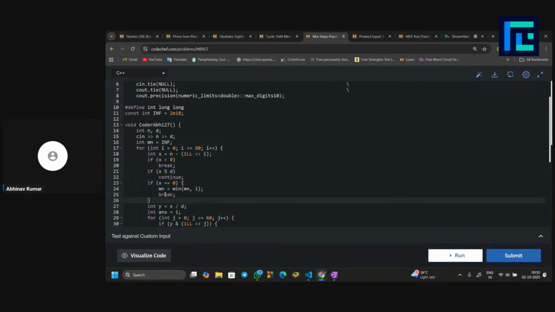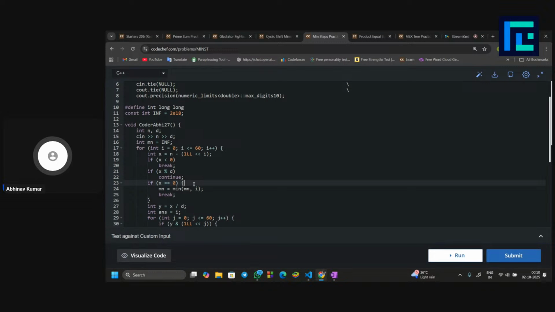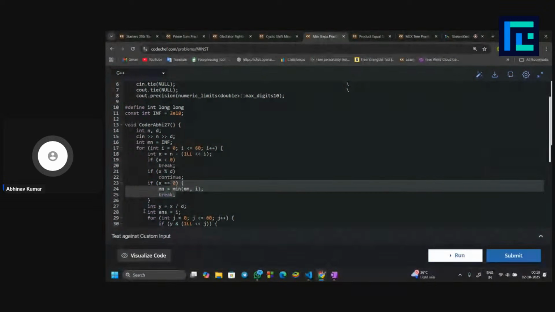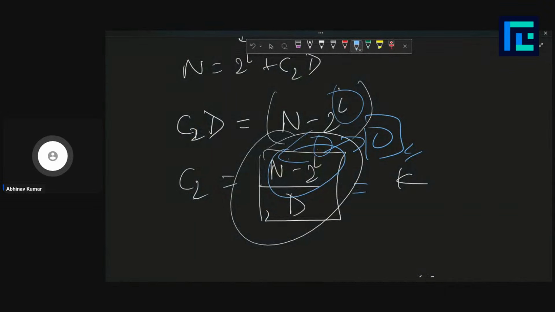So if x becomes 0, okay, so if this thing becomes 0 only, that means C2 is 0 initially only, no type 2 operations are required. So in I number of type 1 operations, we can do this. So this we can say is our minimum value. This we would minimize and break out. After that, with an increased value of I, this would become negative, so break out. Other than that, if you don't break or continue, that means this n minus 2 to the power I is divisible by d.